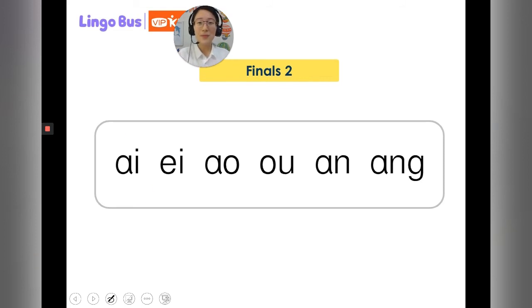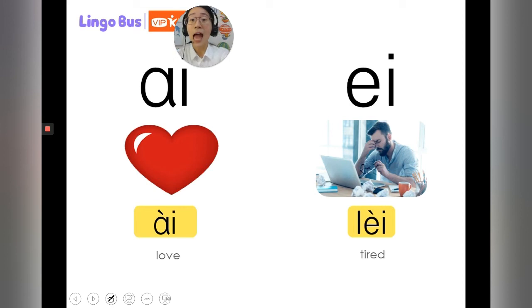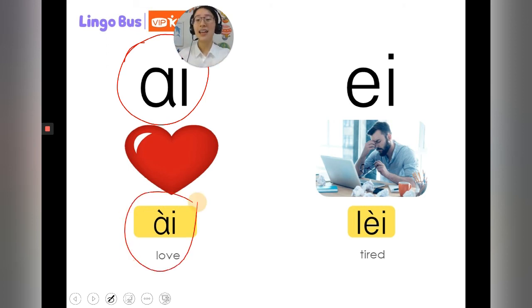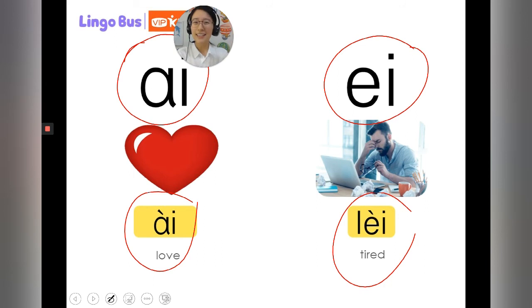Okay, so in the second group, we have 6 finals, but we're going to look at them in pairs. In this first pair, we have a. When you pronounce a, you wide open your mouth and you put your tongue at a lower position. A. And the love in Chinese is 爱. Can you have a try? 爱. Great. This one is ei. As you can see, the shape of my mouth goes smaller and you lift your tongue a little bit. Ei. And tired in Chinese is 累. Lei. Can you have a try?